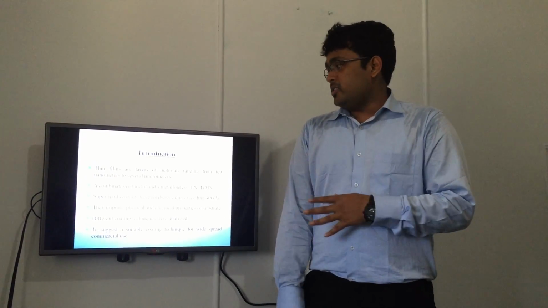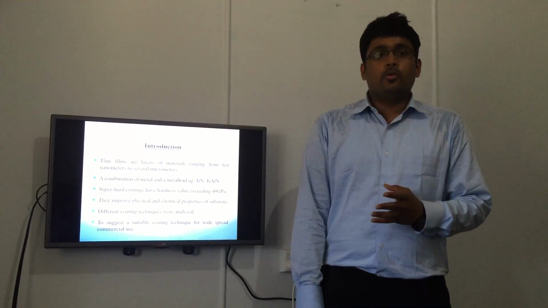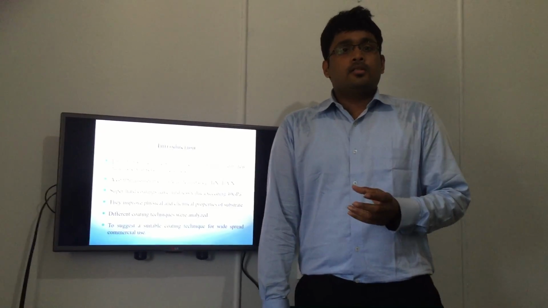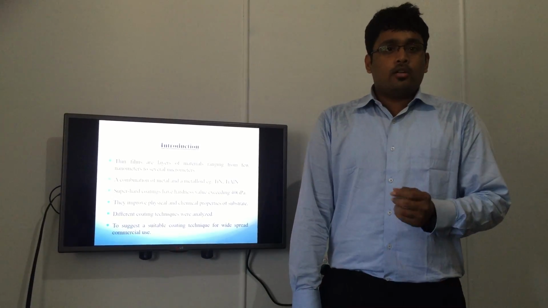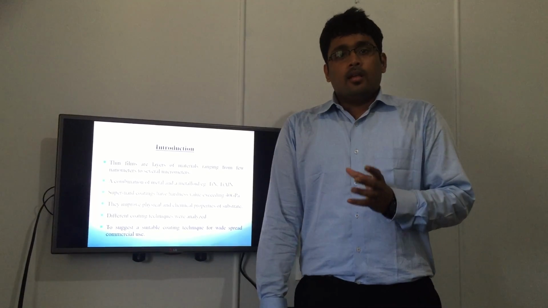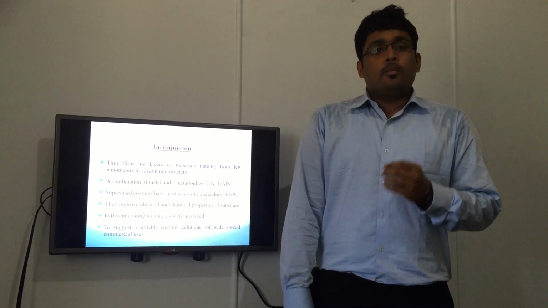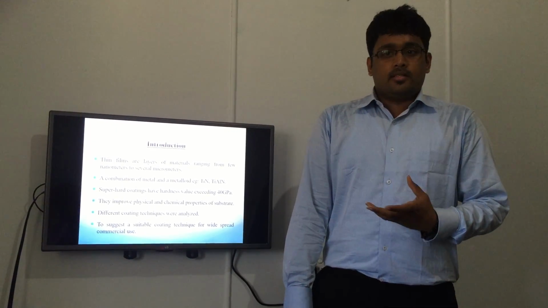So initially, what are thin films? Thin films are layers of materials ranging from a few nanometers to several micrometers. In thin films, there is a combination of a metal and a non-metal. The non-metal occupies the vacancies in the metal. So that's how thin films are formed. And then what are superhard thin films? Superhard thin films are thin films, but they have a hardness value greater than 40 gigapascals.